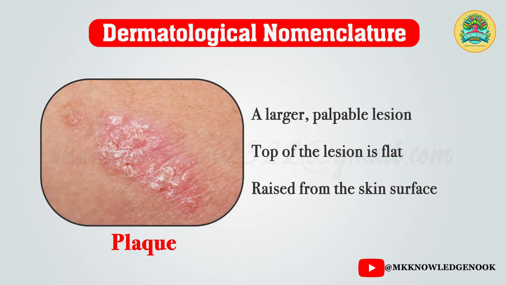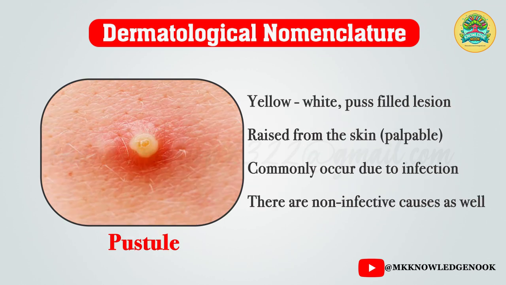A plaque is a larger palpable lesion. Its top is flat, and it is raised above the skin surface. A pustule is a yellow-white pus-filled lesion, which is raised above the skin surface, hence palpable. They commonly occur due to infection, however there are non-infective causes as well.